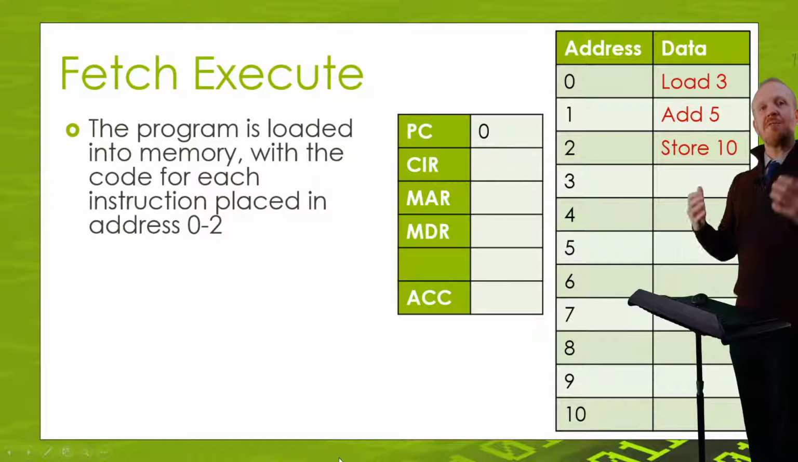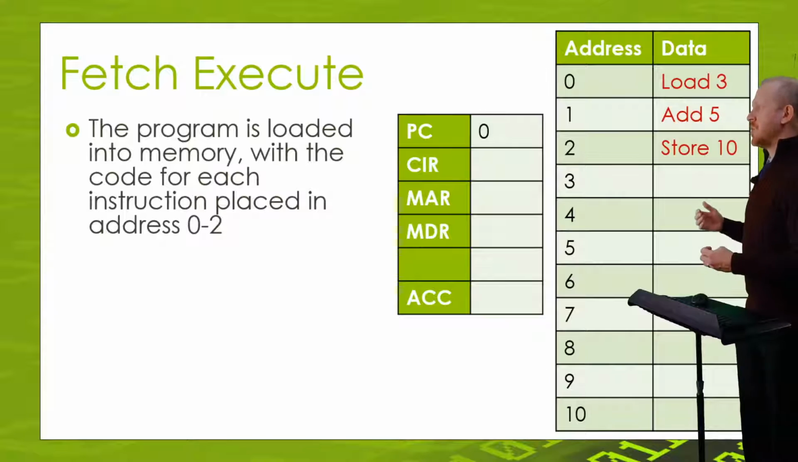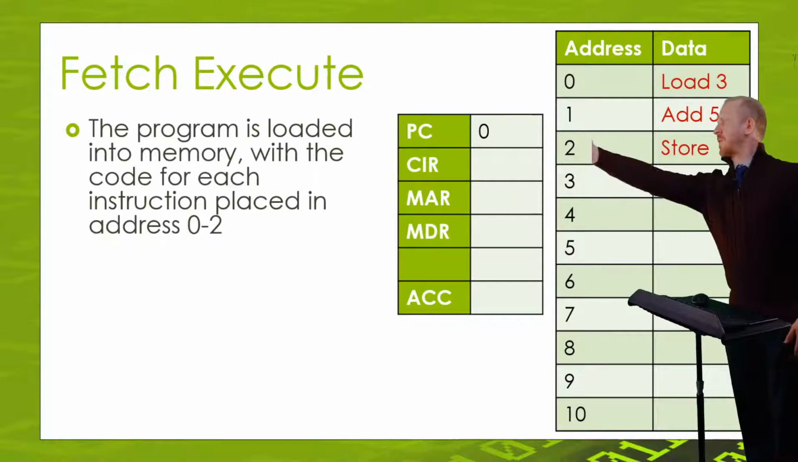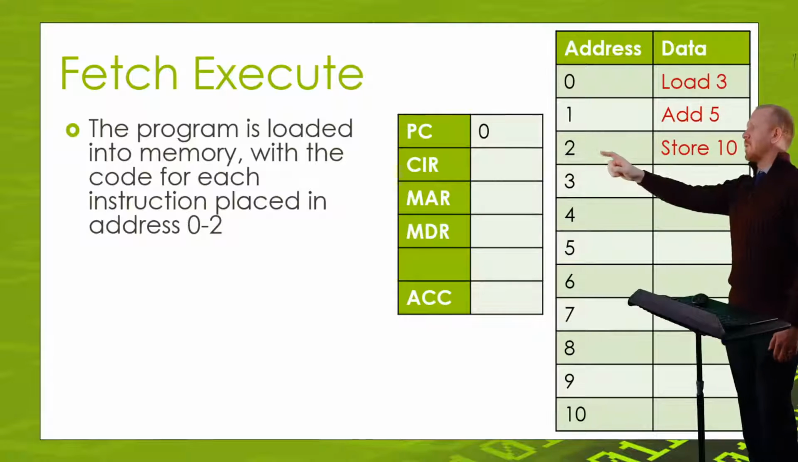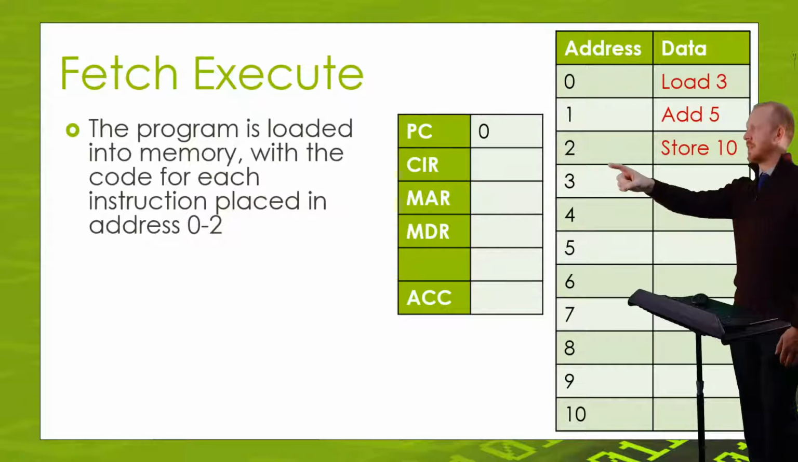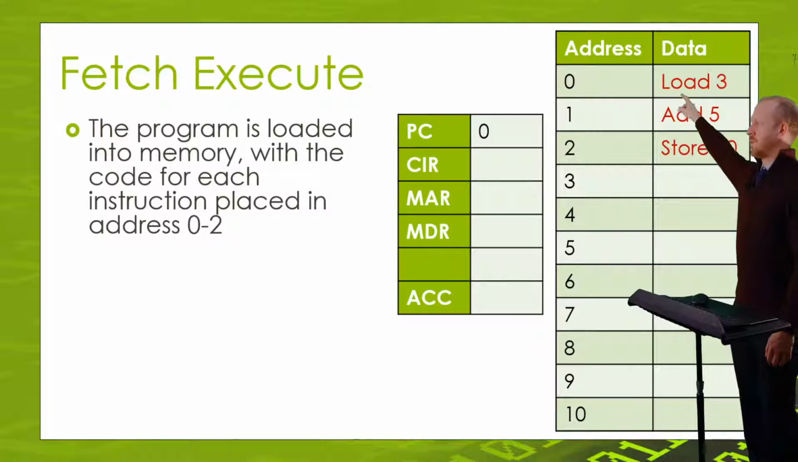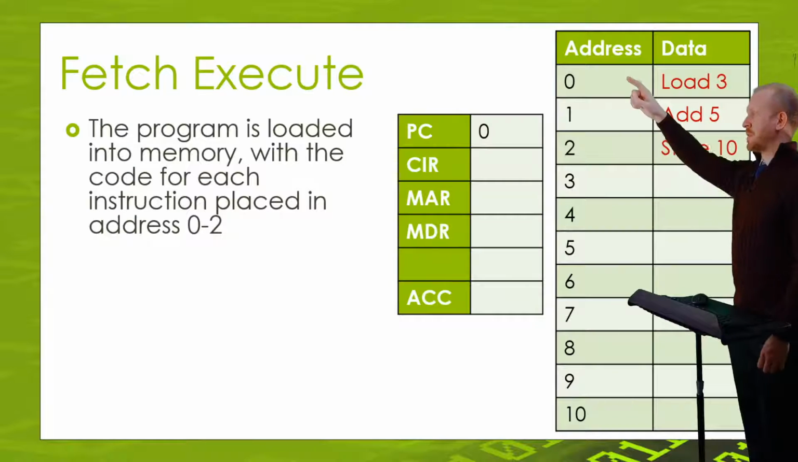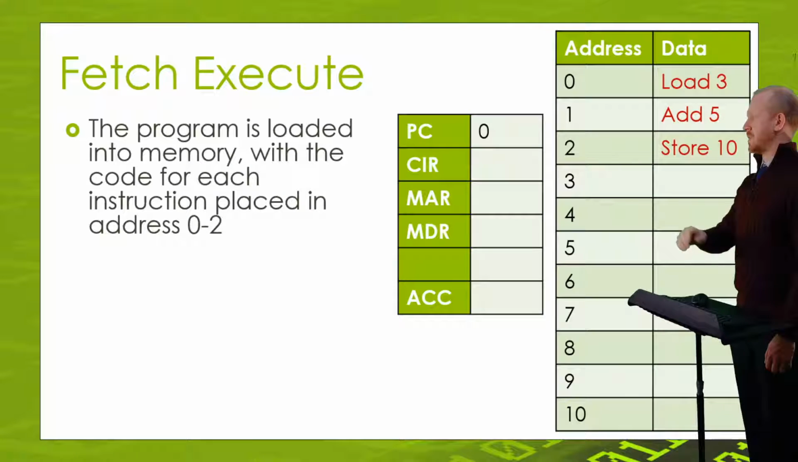So first thing we do is fetch the first instruction. To know which instruction needs fetching, we look at the program counter. Ooh, I've clipped off the edge of the screen, that's not good. We look at the program counter. The program counter contains the address of which instruction is going to be used next. In this case it's 0, so that means we need to fetch load 3. So in order to get load 3, we have to put 0 into the memory address register.